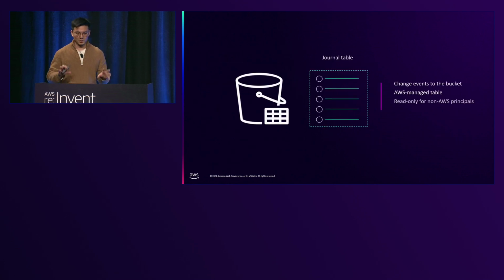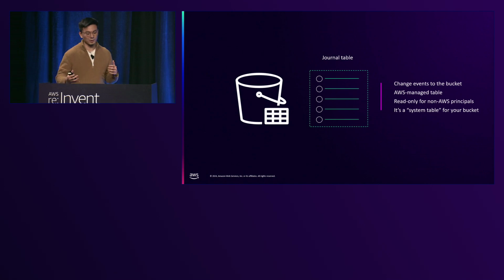So let's dive a little bit deeper into this output table, and there's a couple properties we want to highlight. First is that as part of the preview, what this queryable table records is change events to your bucket, specifically object creations, object deletions, and metadata updates like tag updates. And because this table records changes to your bucket, we colloquially refer to this as a journal table.